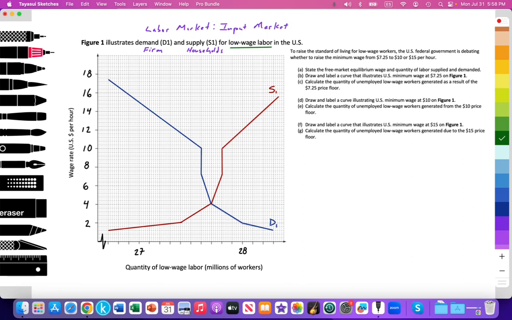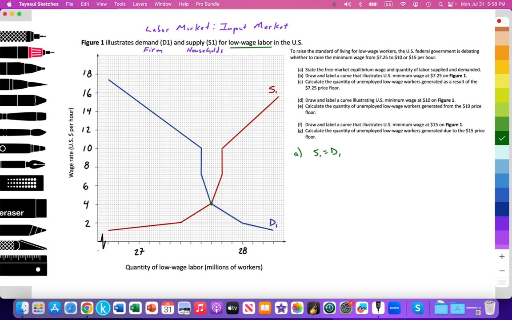Okay, so let's go ahead and answer this. Question A says, state the free market equilibrium wage and quantity of labor supplied and demanded. So for question A, we have to think about where supply equals demand. There's no intervention by the government. So it's a free market, supply equals demand, that will set the equilibrium. And that's occurring right here.